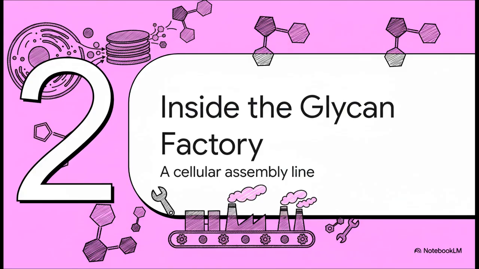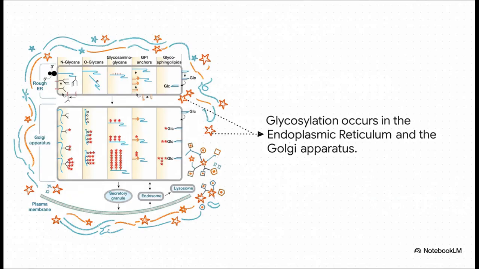Let's take a tour of the cellular factory where all these proteins get their sugar coats. So, the factory is split into two main departments. The whole process kicks off in the endoplasmic reticulum, or the ER, you can see that up at the top, and then everything moves to the Golgi apparatus for all the finishing touches. It is an incredibly sophisticated assembly line.